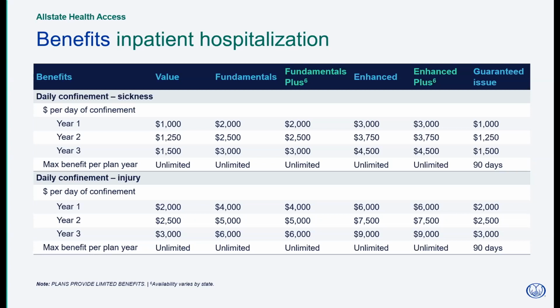So you have a first year, the benefit amount is going to be $6,000. Year 2, it goes up to $7,500. Year 3, it goes up to $9,000. And once again, after year 3, it will remain at $9,000. And the maximum benefit per plan year is also unlimited when it comes to confinement.